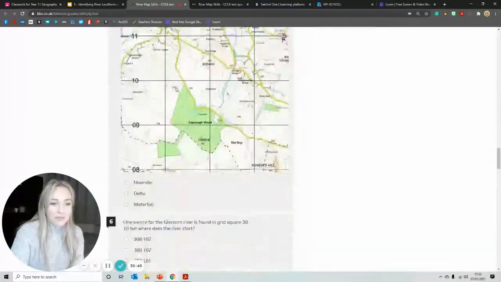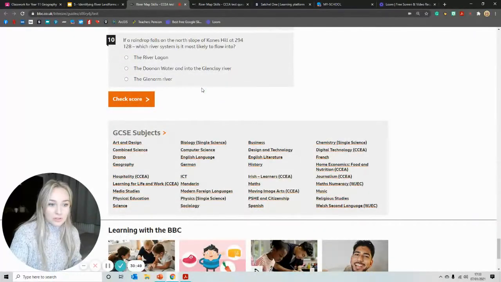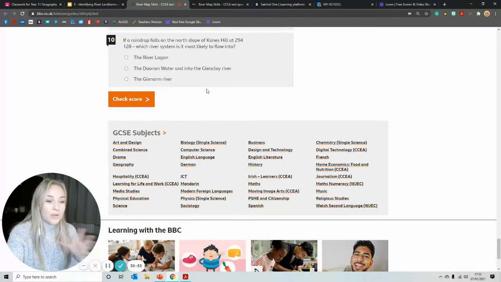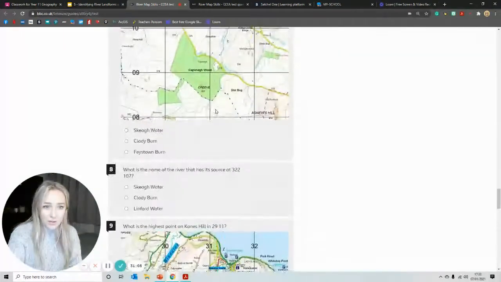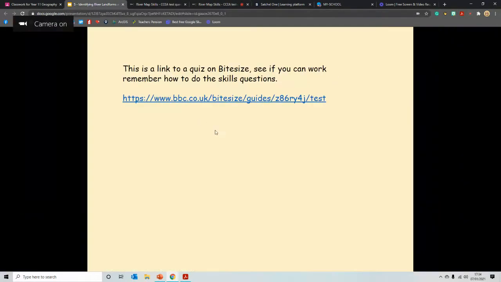So I want you to have a go at that, and what you can do is obviously use your notes that we just did to help you with that. Rewatch any part of this video. If it's the one to do with six-figure grid references, watch that part again. If it's the one to do with reading contour lines, watch it again. So have a go at those. There's only 10 questions. Let me know how you got on with those questions.